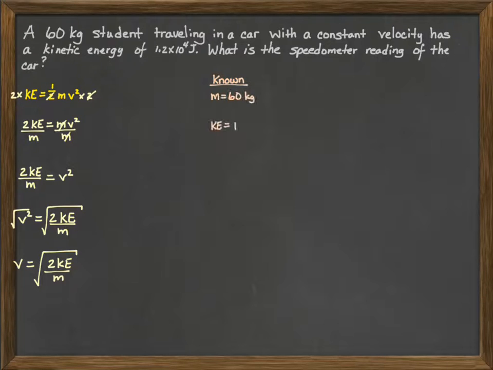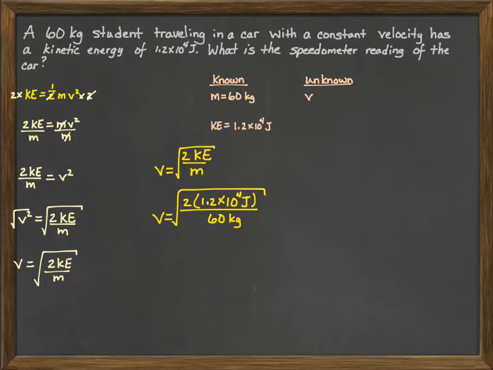So what is known is the mass, which is 60 kilograms, and the kinetic energy, which is 1.2 times 10 to the 4 joules. What is unknown is v. So I can use my new equation and plug my values in. So v is going to be equal to the square root of 2 times 1.2 times 10 to the 4 joules divided by 60 kilograms.